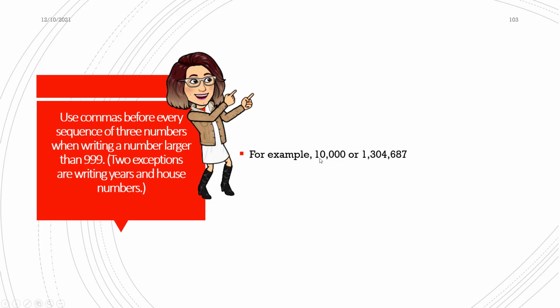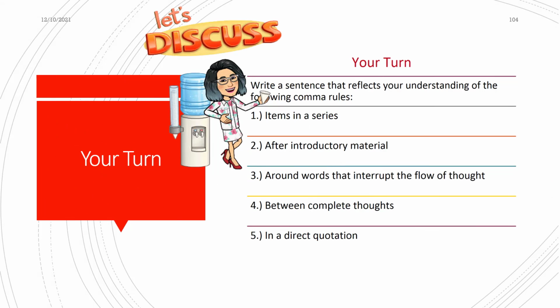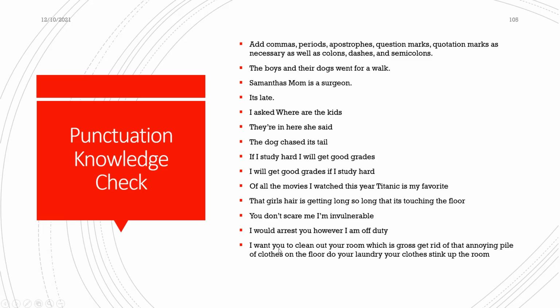And then we use commas after every three numbers. That's it. Okay, we're done with this entire lecture. Finally! Oh my god, that was a long lecture. Okay, so these are the main reasons or rules for using commas: items in a series, after introductory material, around words that interrupt the flow of thought, between complete thoughts, and in a direct quotation. That's it.